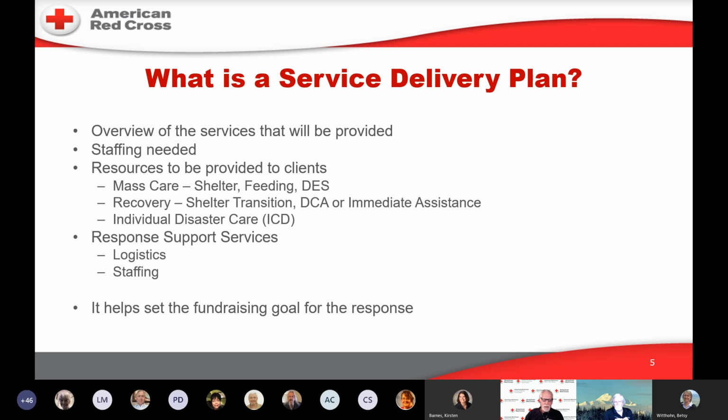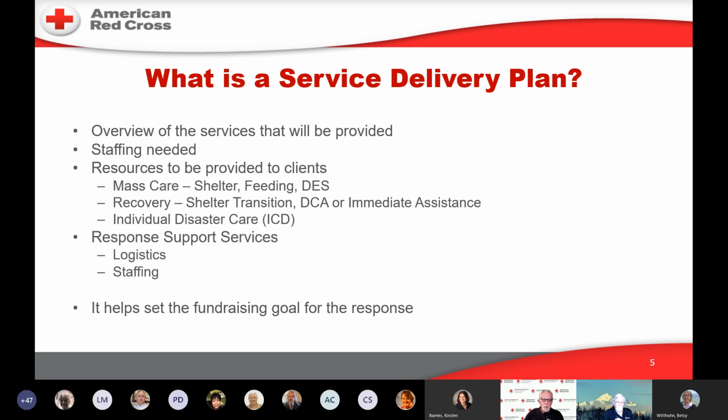It outlines the staffing that will be needed. And certainly one of the big questions that comes up in doing a service delivery plan is how fast you need to staff up. And we covered some of that with the mass care planning tool a couple weeks ago. We can go into greater detail on that in force packages and so forth if you have questions, but we'll cover that. Some of the resources to be provided, and I've mentioned mass care already, sheltering, feeding, the distribution of emergency services, reunification services.